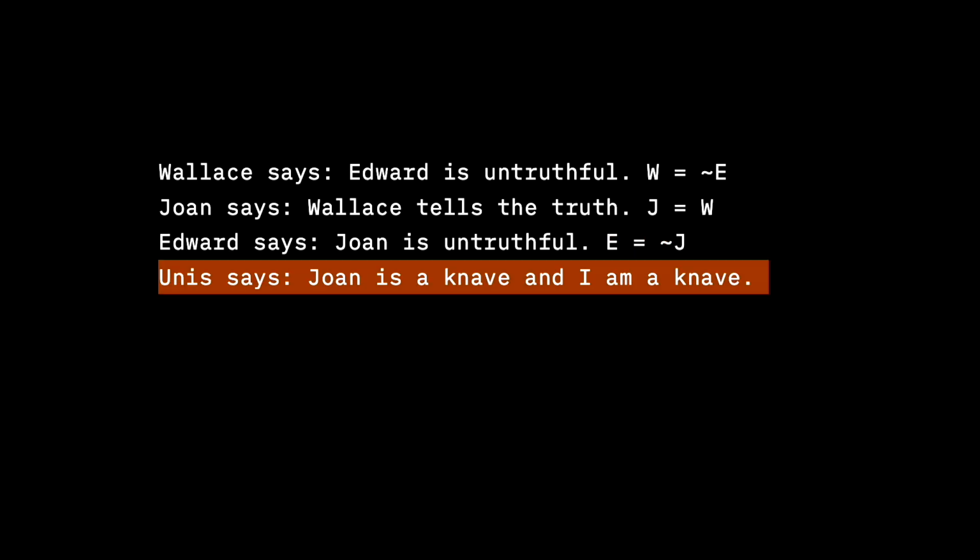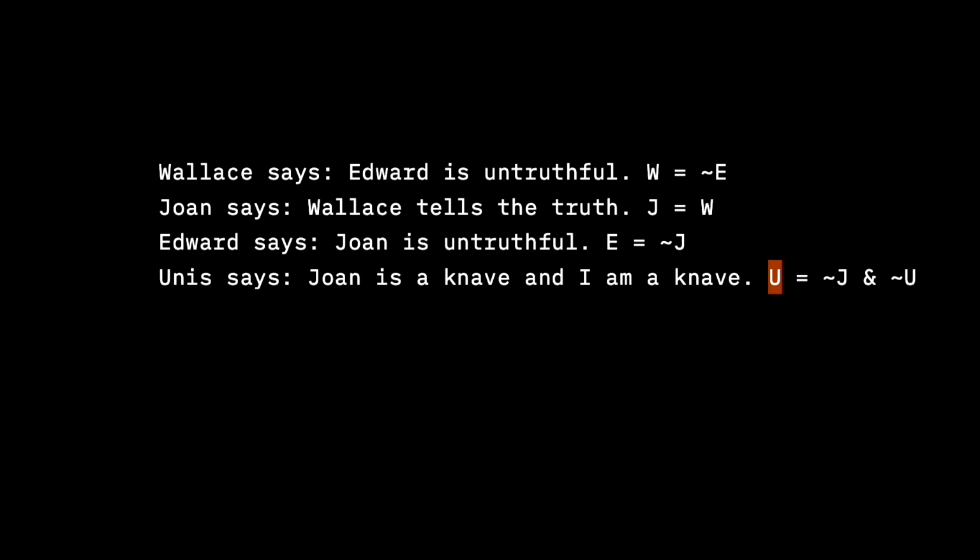Finally, Eunice says Joan is a knave and I am a knave. So that's very similar to the previous example that we looked at. And it's going to be like this. Eunice has the same value as not J and not U. In the previous example, we just had 1 sentence to deal with. Now we've got 4. So we've still got our 2 methods. We can either stick this into the truth table generator, or we can work it out like with algebraic identities.